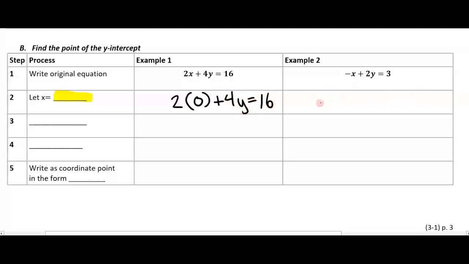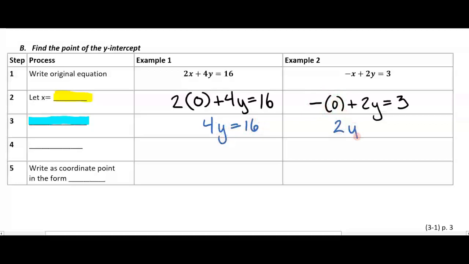And let's do the same thing here. Negative x, which is 0, plus 2y equals 3. Again, we're next going to simplify. So 2 times 0 is 0 and goes away, and I'm left with 4y equals 16. Here, negative 1 times 0 is 0 and goes away. I'm left with 2y equals 3, because 0 plus 2y is 2y. 0 plus 4y is 4y. Okay? Then I am going to solve.